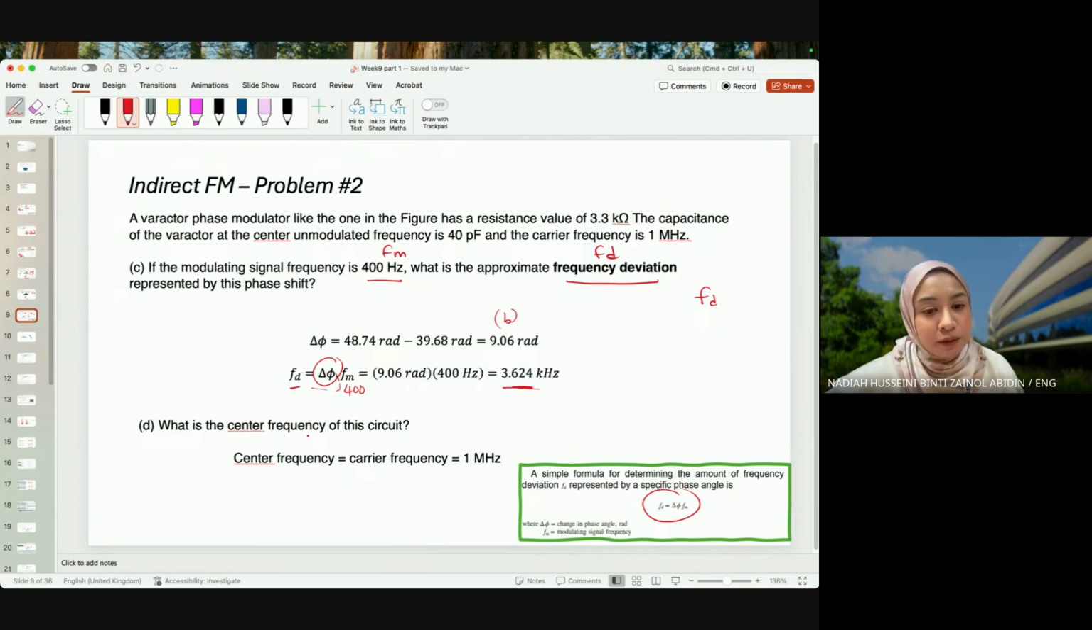So what is the center frequency of this circuit? It is still the carrier frequency. If they ask you what is the center frequency, it's always going to be the carrier frequency. So if they ask you that, we can have another question here. What is the range of frequency for this circuit?